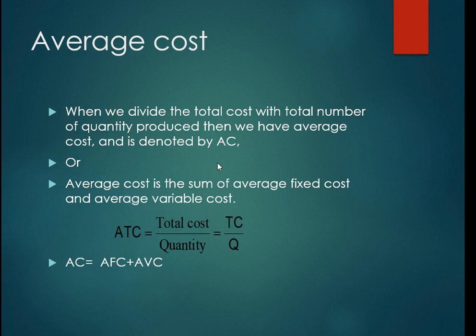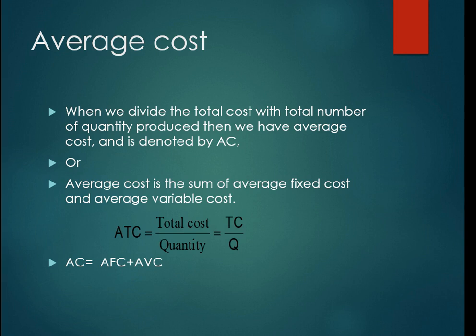Normally the average cost curve is U-shaped. In our upcoming lectures, I will explain in detail why the average cost curve is U-shaped. But as we are discussing this concept right now, I will give you an idea about why. The average cost curve is U-shaped because of the laws of returns.